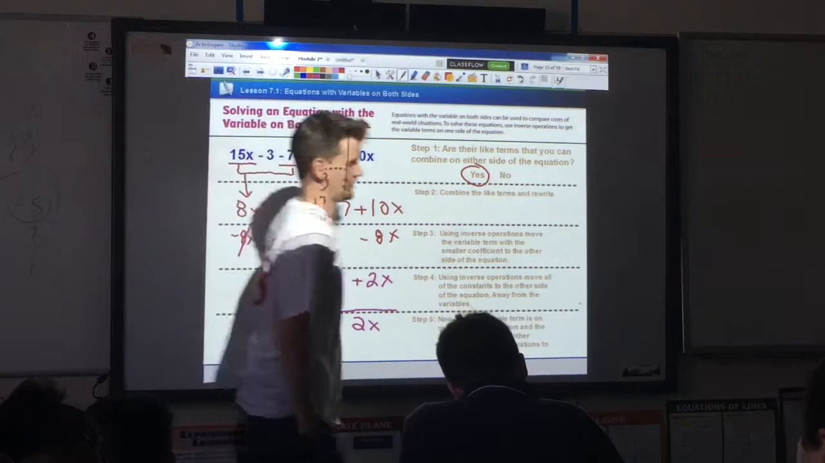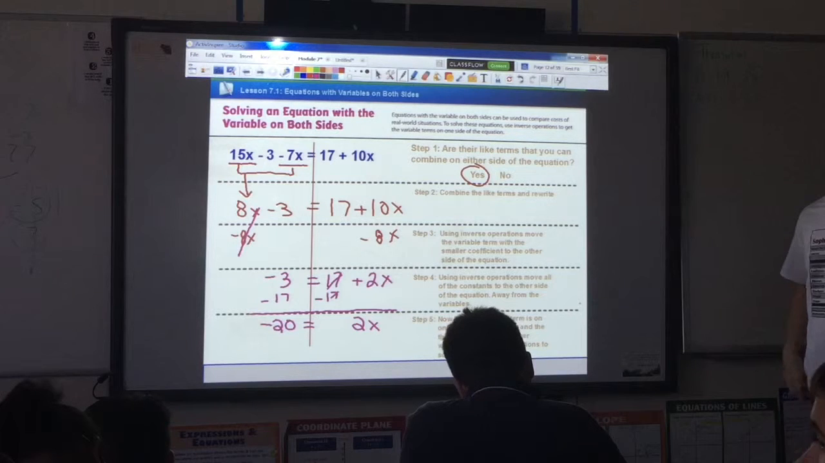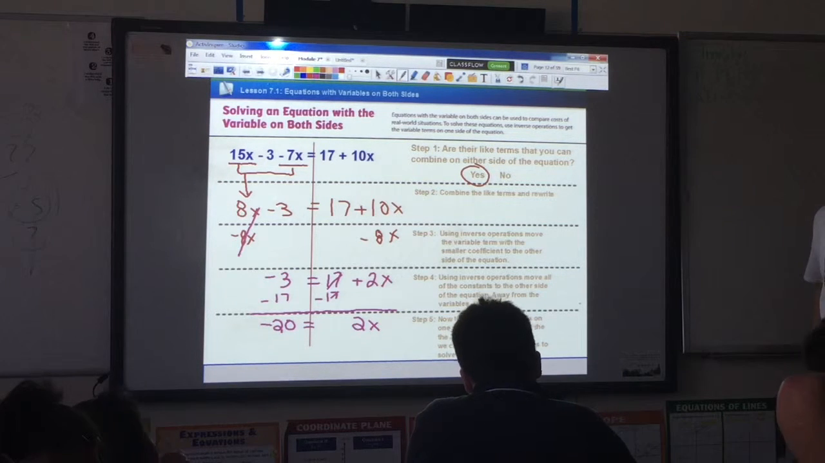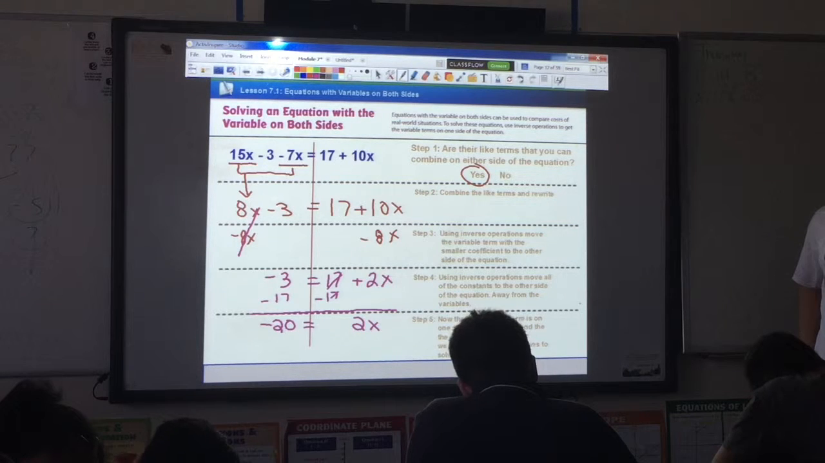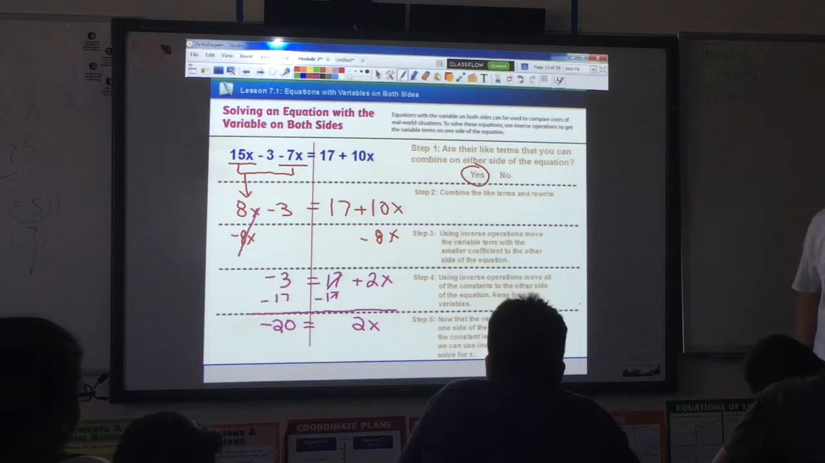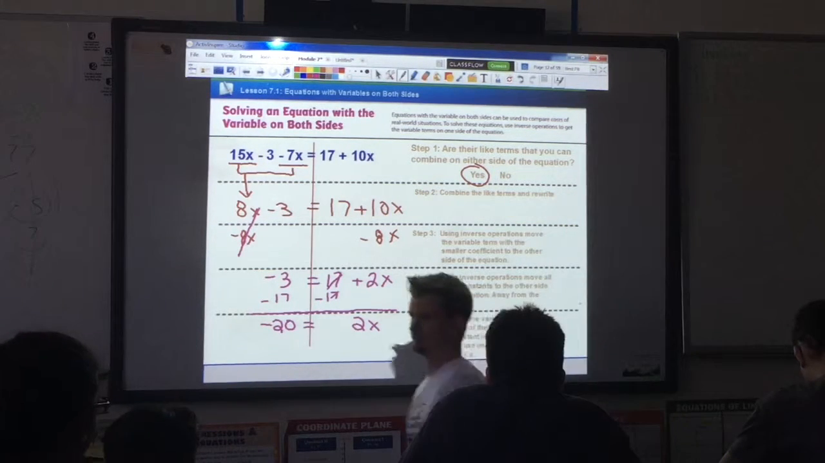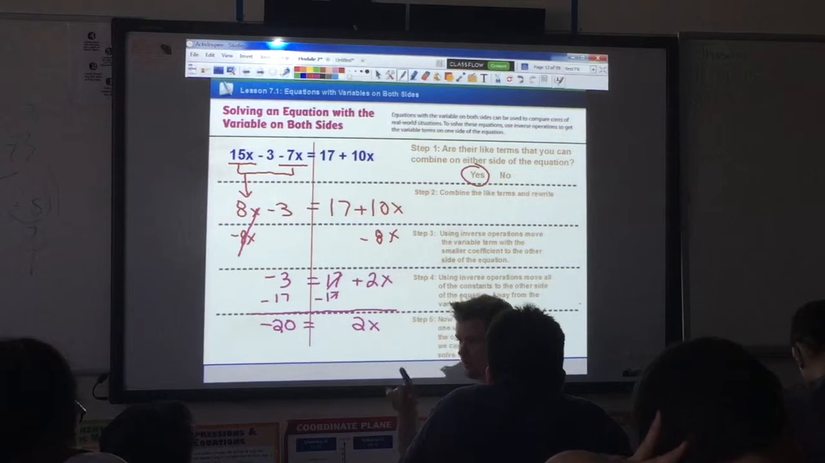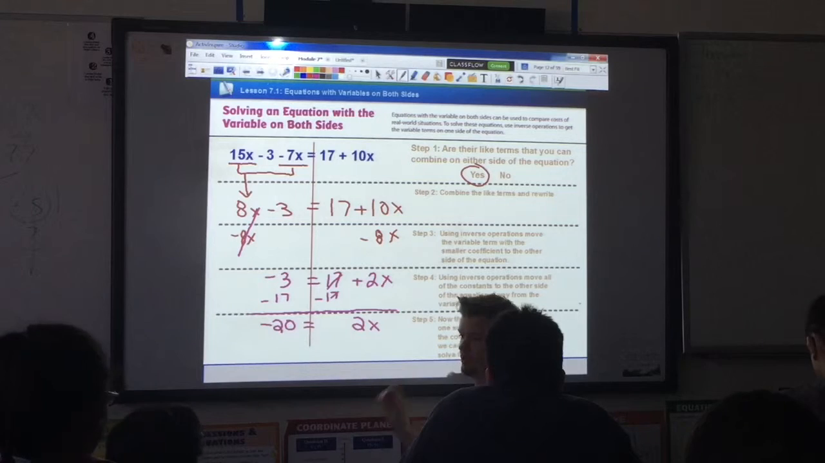Now, Viviana, what do I do? Oh yeah, it's negative 20. Same sign, add and keep. So 17 plus 3 is 20. They're both negative, so it's negative 20. All right, so what do I do now? You know how to do this. Don't be confused. We have negative 20 equals 2x.